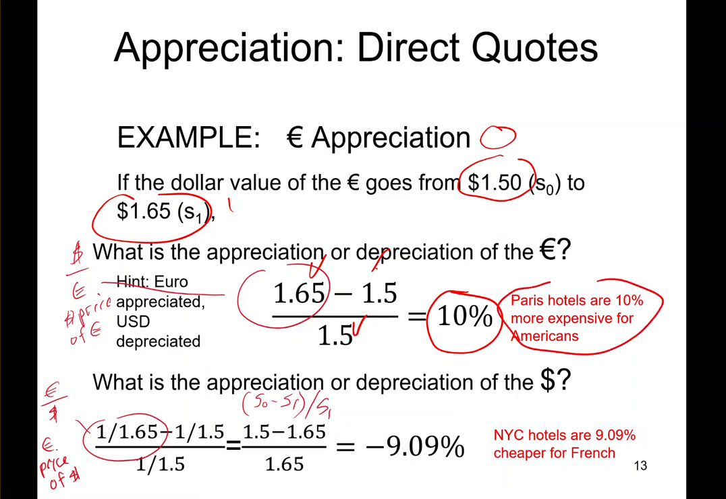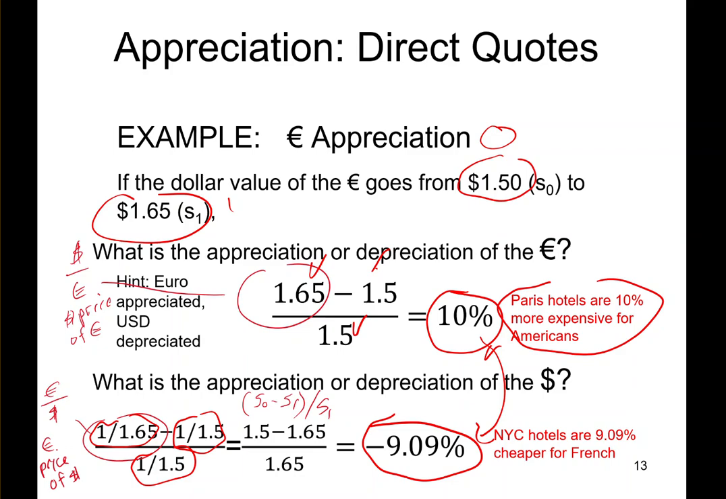Now, for a Parisian, they want to know, well, what was the appreciation of the dollar in terms of euros? Well, if you want to know the euro price of a dollar, just flip all the exchange rates. 1 over 1.65, that's 1 over the new, minus 1 over the old, over 1 over the old. And you'll get minus 9%. Notice you just can't flip the sign. You can't just say plus 10 and minus 10. It's always a little bit different and sometimes a lot different.